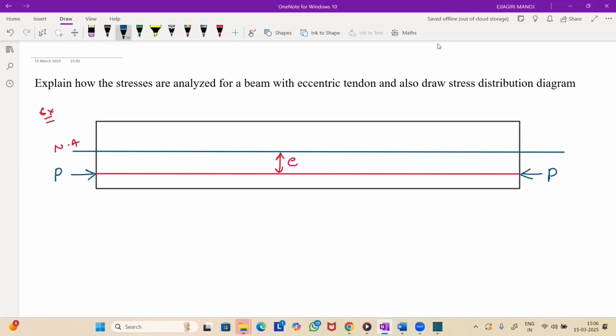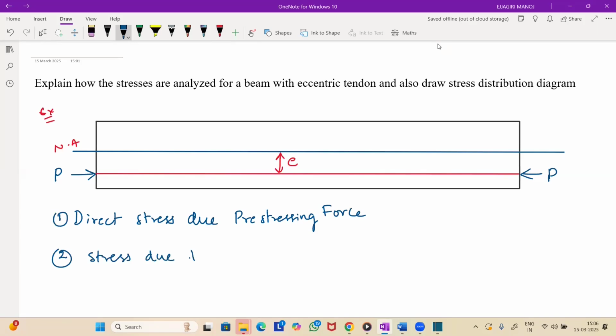That is just below the neutral axis. Okay, so in this case, for any pre-stressed member, we will be having stresses. One, that is the direct stress due to pre-stressing force, and two, the stress due to eccentricity of pre-stressing force.